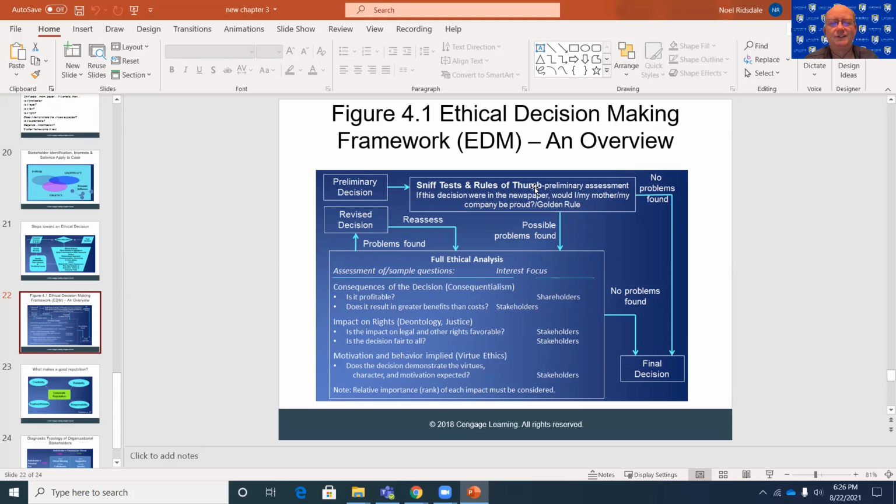You go, this is not quite the decision I wanted to make. Then you drop down in here and go, hey, let me take a look at this more in depth. Then you look at all these things about how things play into fact. Are there virtues involved? Is there an impact on rights? Is it fair? Is it profitable? And then you go through these, and if there are still some problems in here, then you come back up and revise that decision, and you come back around and do this until you've worked it out, and then you dump out over here to your final decision.